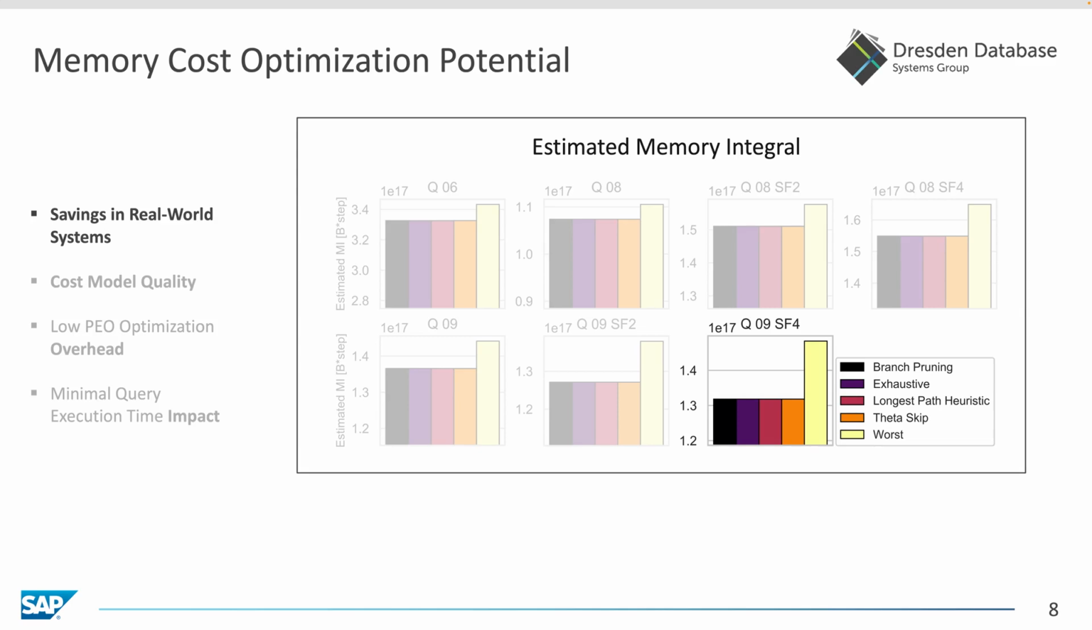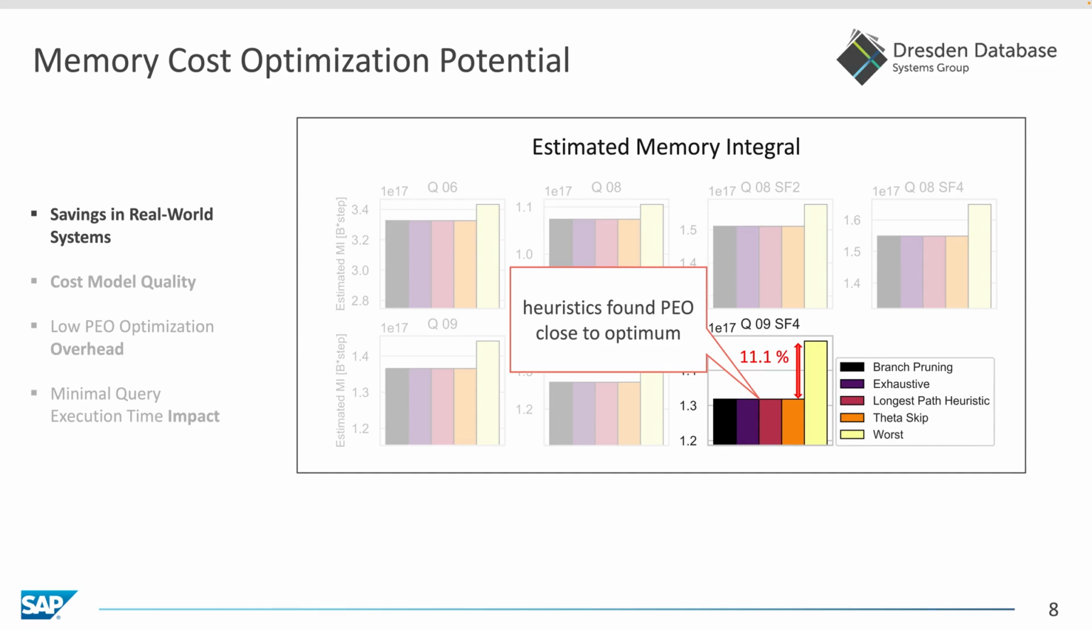And if we now focus on this particular example here, we will first have the memory integral of the worst PEOs taken as 100%, and the y-axis on the bottom actually starts at 80% of the PEO, and on the y-axis you will always have the estimated memory integral. Now, what you can observe is that for query 9 with the SF4 dataset, we have a possible optimization potential of 11.1%. And what you can also obtain from this graph is that the heuristics found a PEO which was very, very close to the optimum, but not the optimum.